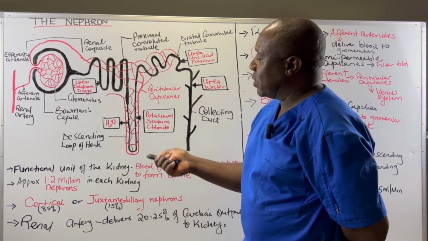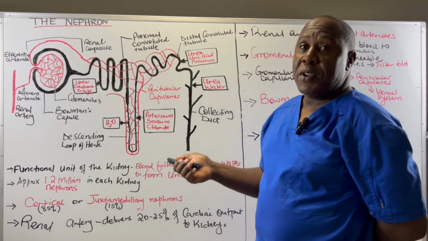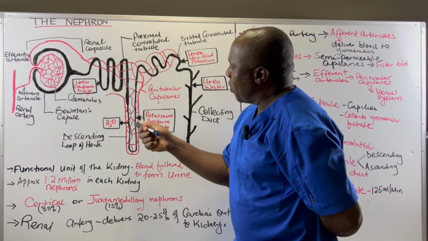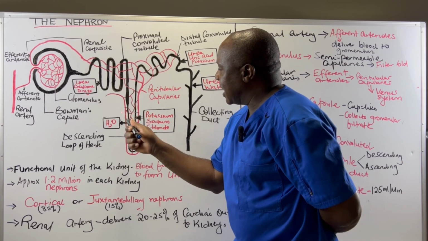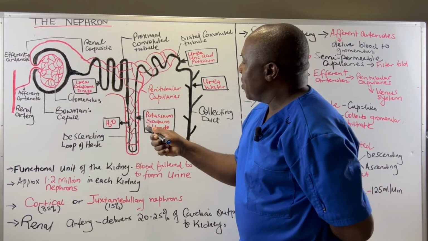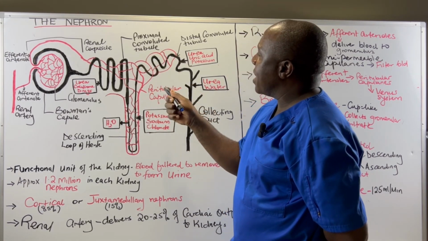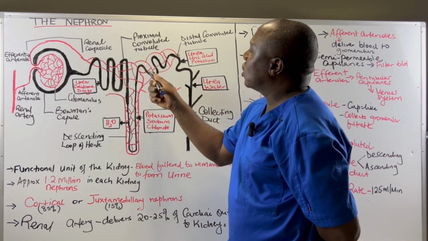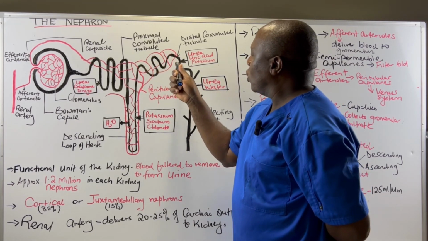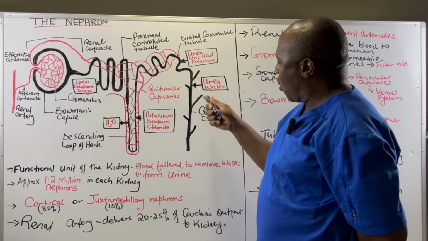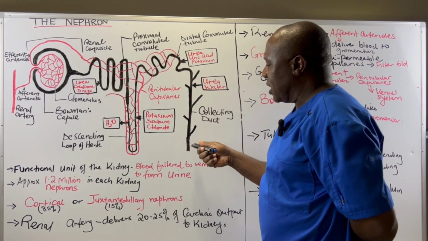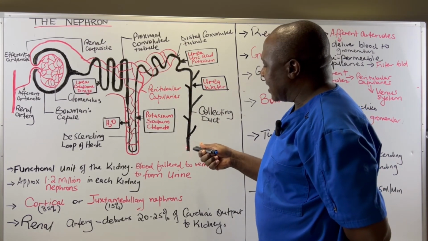In the cortical nephron, we say it is very short, and in the juxtamedullary nephron, we say it is very long. So this is the loop of Henle, and it is made up of the descending loop of Henle and the ascending loop of Henle. And when this ascending loop of Henle comes up there, we have what we call the distal convoluted tubule. The distal convoluted tubule continues until we have the collecting duct. So this is where the tubular filtrate is collected and exits the nephron.